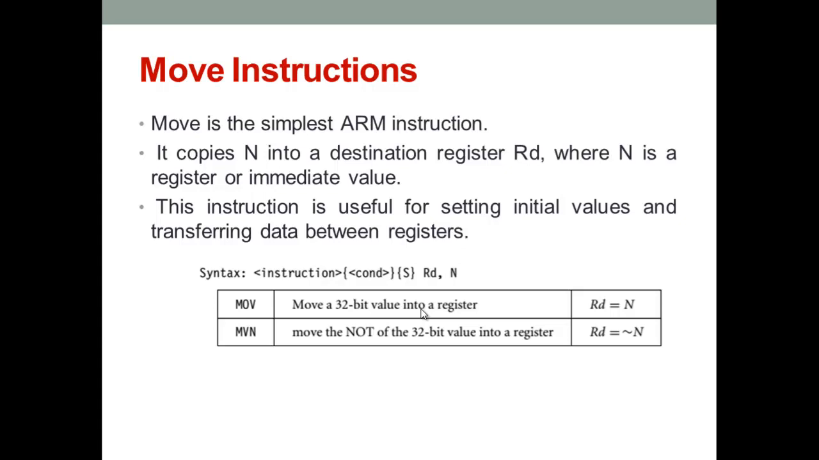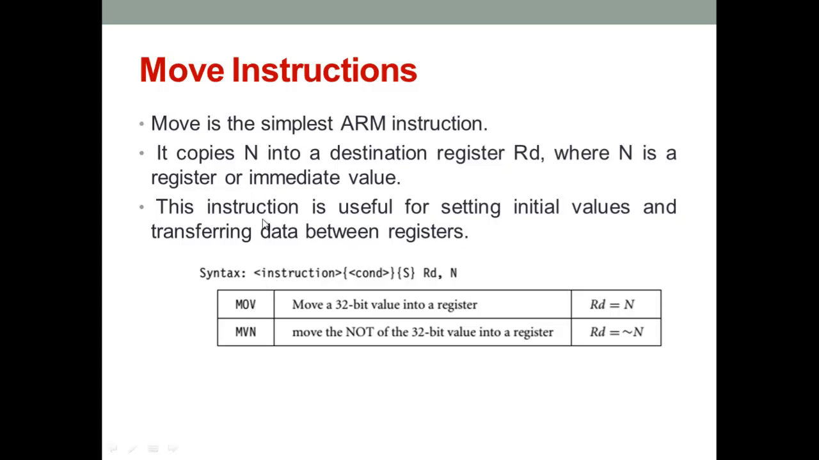So if I don't write an instruction with an S, it doesn't update my status register. This is another thing we have here: RD stands for my destination register, and N stands for my source value. It could be either an immediate value or another source register. So this is how the syntax looks. It's pretty much similar to all the instructions we have.